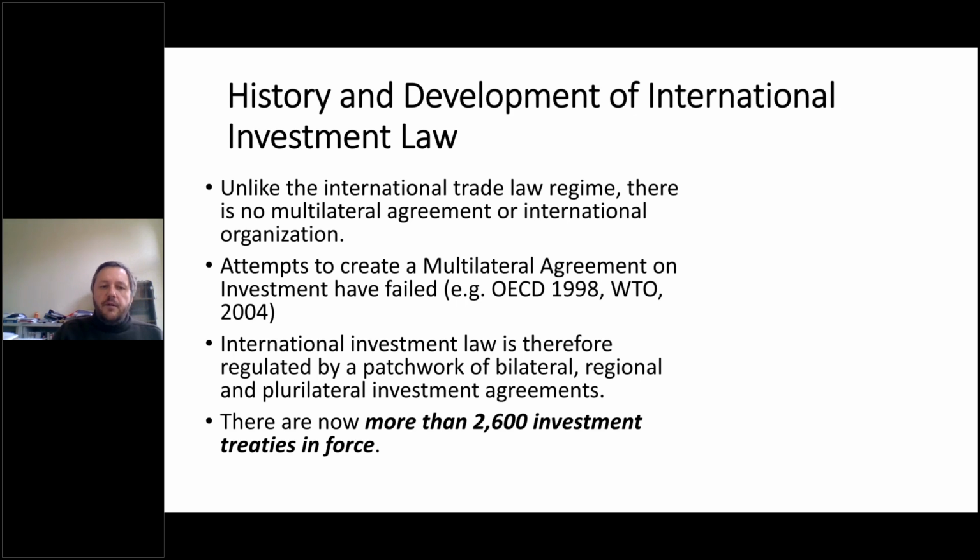And what you end up with is a patchwork of many different IIAs, so international investment agreements. For the moment, there are more than 2,600 of these investment agreements in force, basically between different countries in the world. One country can have 80 investment agreements with 80 other countries. And if you have the investment agreement, you recognize an international tribunal which might settle disputes and conflicts.